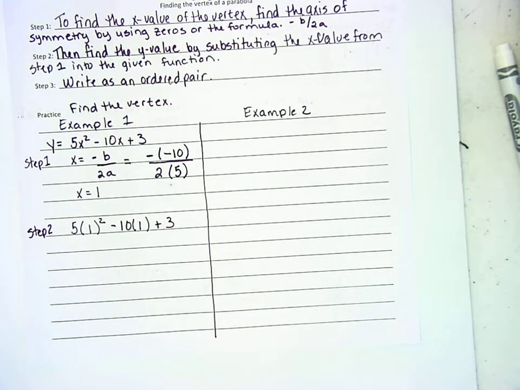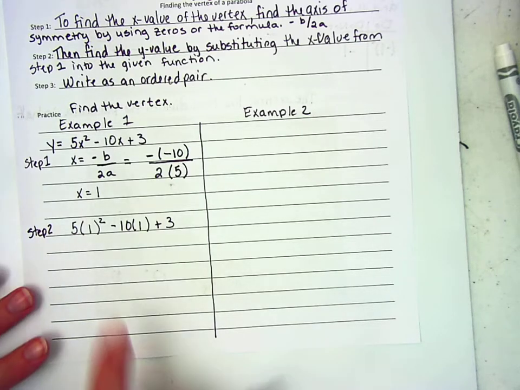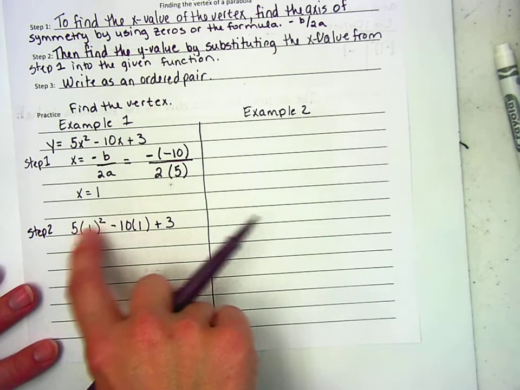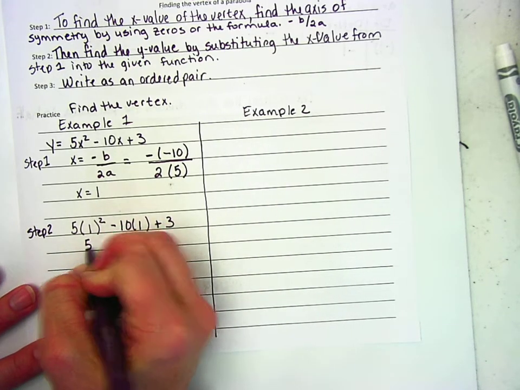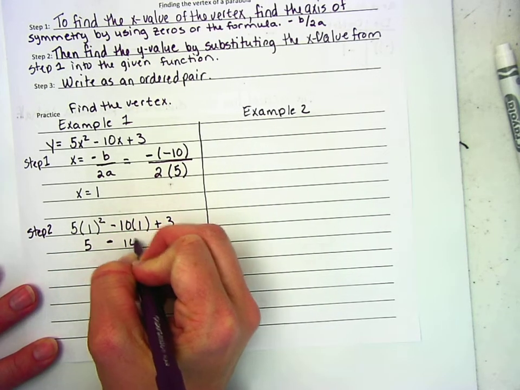And yeah, I'm writing everything down right now because I don't want to lose anything accidentally. You guys will get quicker. You guys will start taking some short steps. We'll consolidate steps. 1 squared is 1 times 5 gives me 5 minus 10 plus 3.